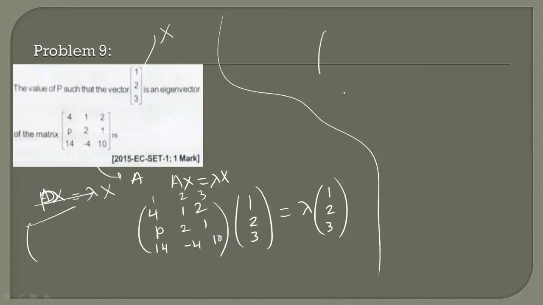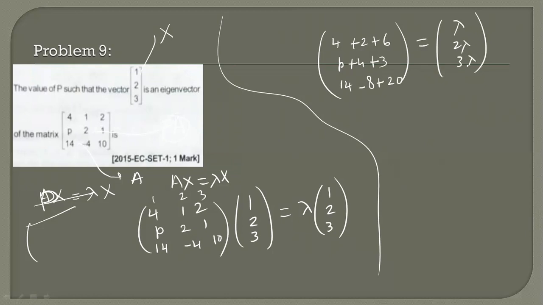It will be 4 plus 2 plus 6, P plus 4 plus 3, and 14 minus 8 plus 20 is equal to lambda, 2 lambda, 3 lambda. It will be 30. Now, if you write here, it will be 12, P plus 7.